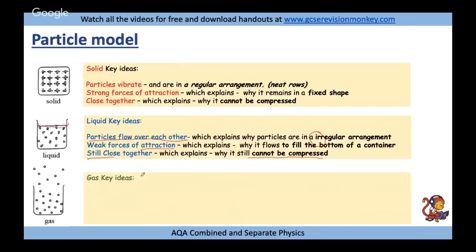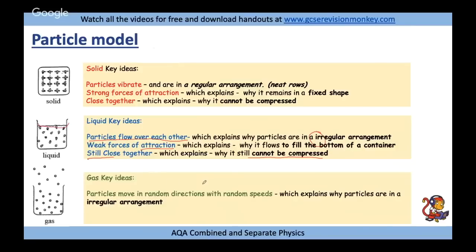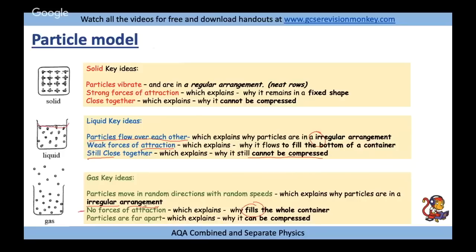Now key gas ideas then. So particles move in random directions with random speeds. This explains why particles are in an irregular arrangement. They move randomly. There are no forces of attraction. This explains why it fills the whole container when I put it in a box. And the particles are far apart. This explains why it can be compressed. And notice that the ideas of how they behave explains their properties. So the fact that liquids fill the bottom of the container and can't be compressed. Make sure you're matching them up correctly.